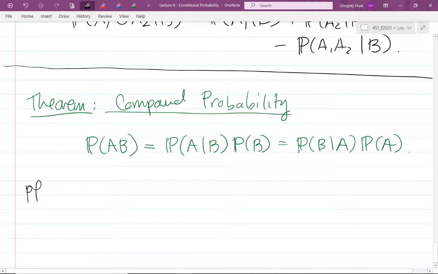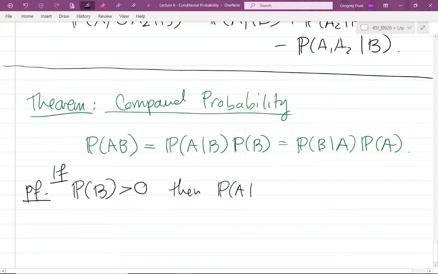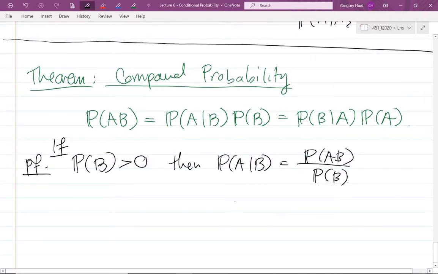The proof is pretty simple because it's just a reordering of the conditional probability formula. We're going to take two cases, since I didn't specify that probability of B has to be bigger than 0. First, say the probability of B is bigger than 0. Then the probability of A given B is, according to our formula, the probability of the intersection over the probability of B. Now I just multiply, and hence I get my formula.